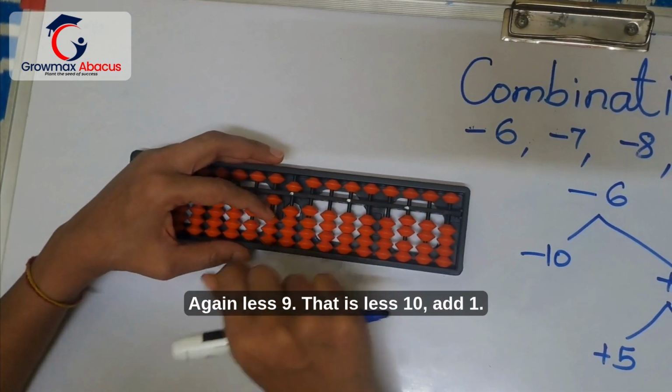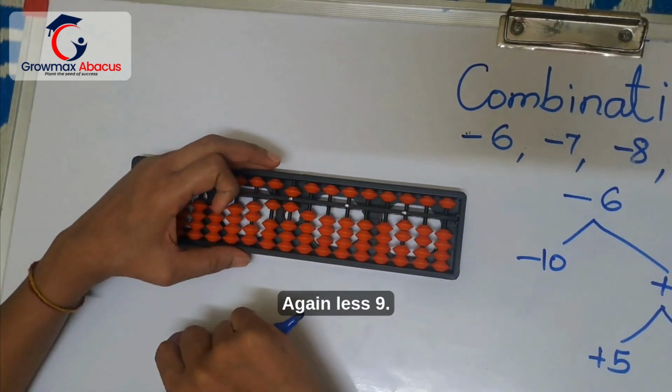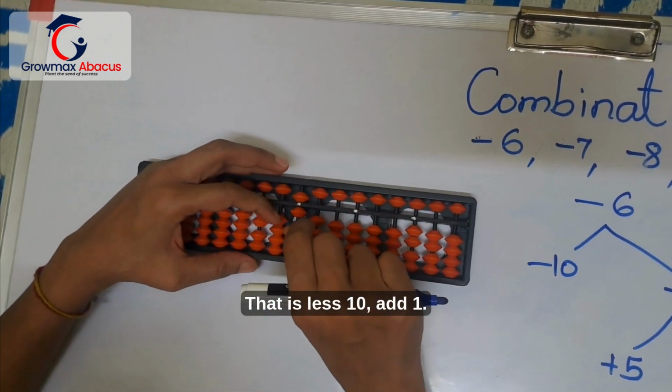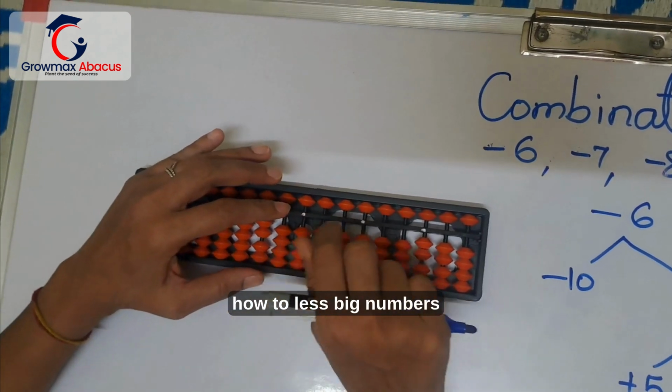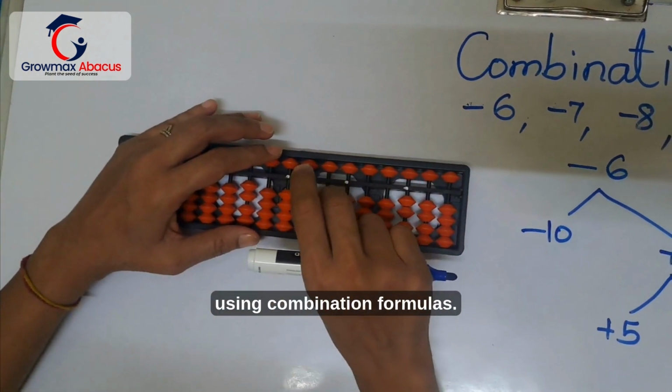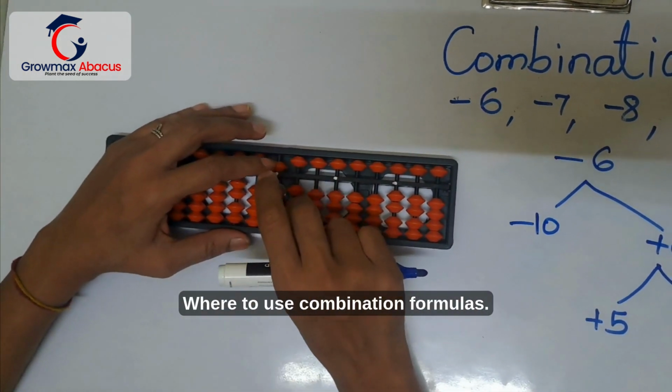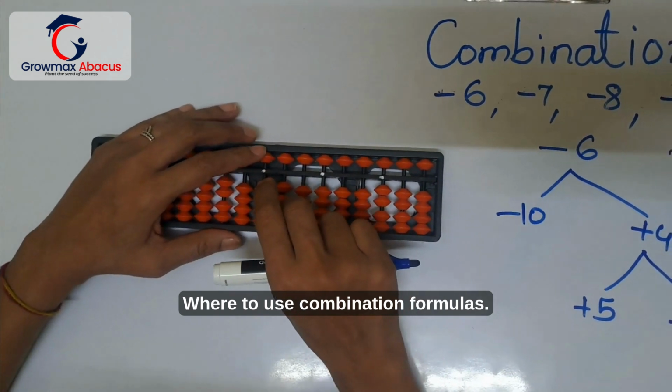Again less 9, that is less 10, add 1. Again less 9, that is less 10, add 1. I hope you all get clear how to less big numbers using combination formulas, where to use combination formulas.